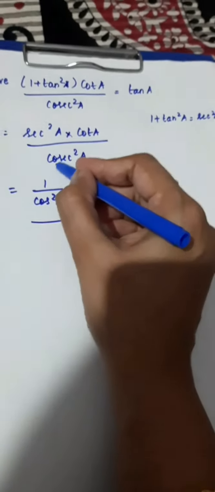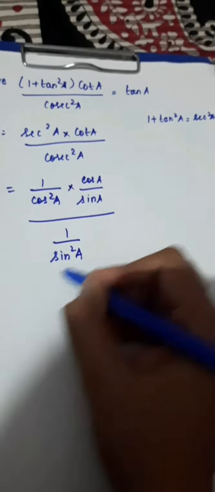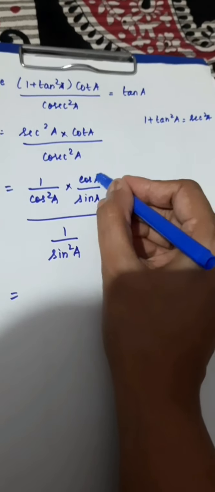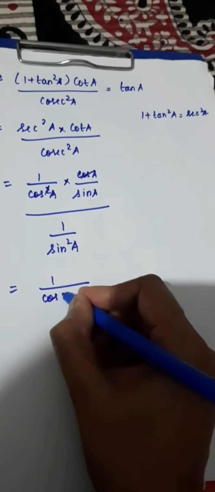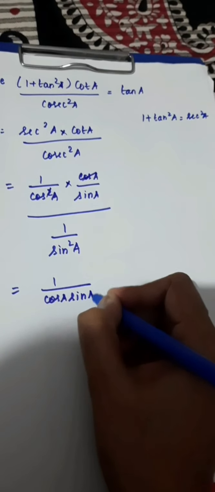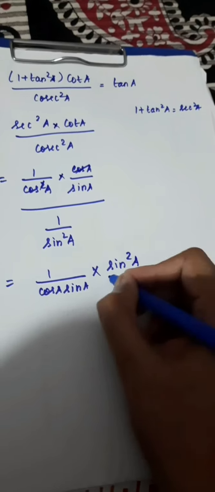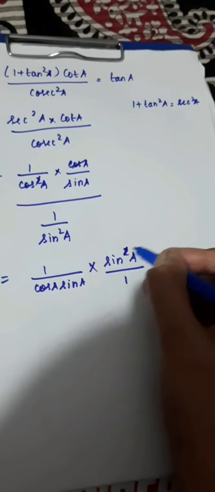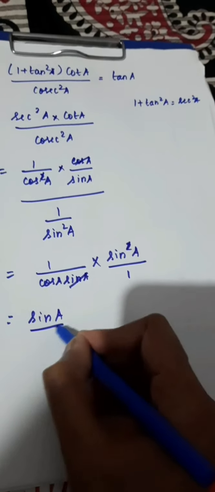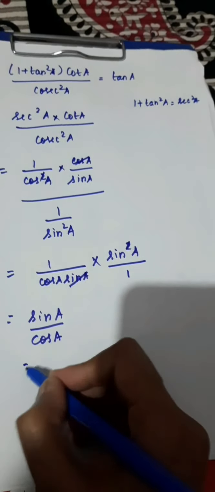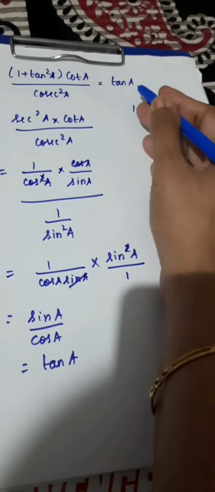Dot implies product. Cosecant square A can be written as 1 by sin square A. So that is 1 by cos square A into cos A by sin A into sin square A, which becomes sin A by cos A. So sin A by cos A is tan A. That's the RHS, hence proved.